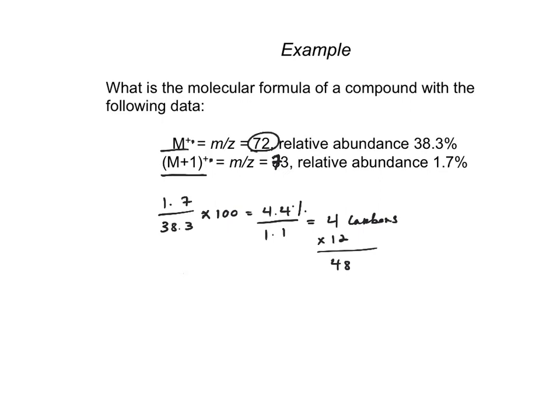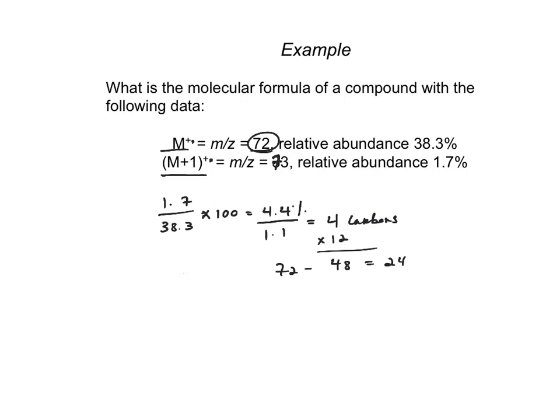72 was my actual mass of my molecule, right? That's the molecular ion peak. So 72, that's not a 7, that's a Z. 72 minus 48 gives me 24, so I still have 24 to get rid of.